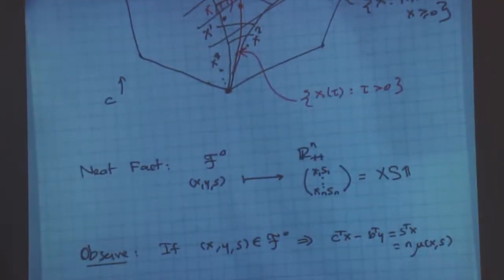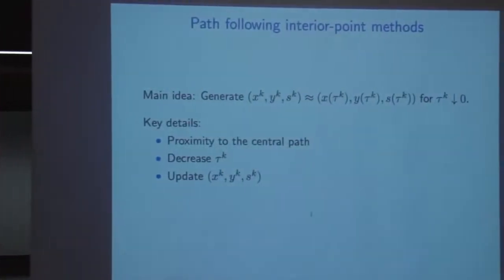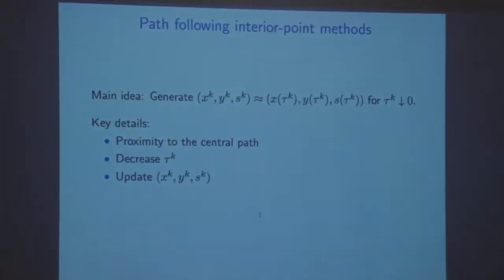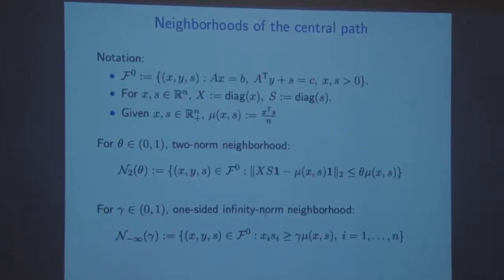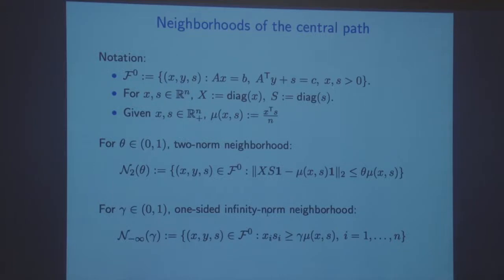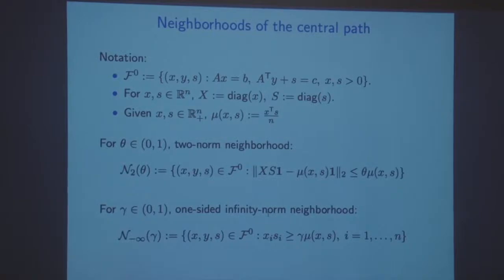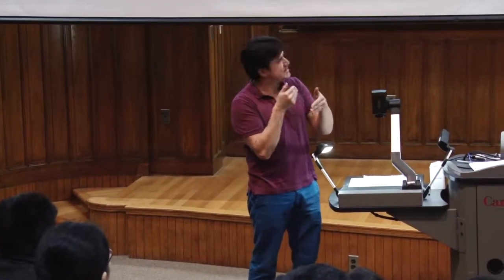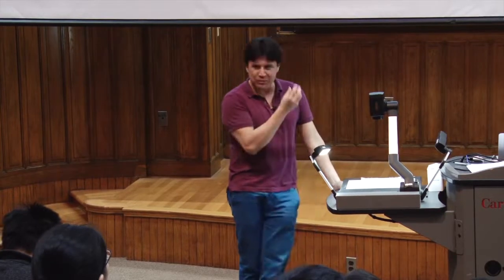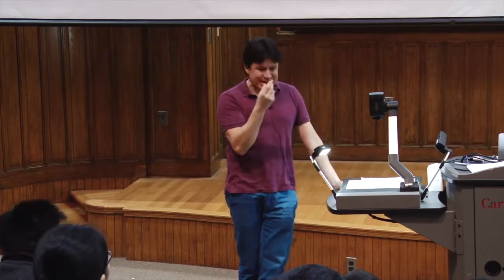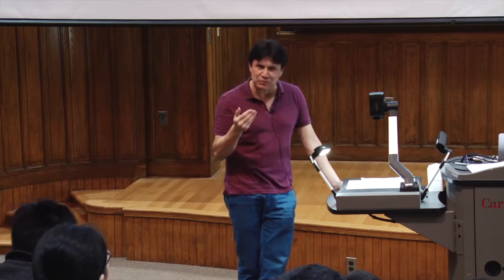Okay. And remember, we needed to worry about the proximity to the central path. Also, how do we decrease tau, and how do we update our iterates. So the central path is here. So again, I have a pop quiz question for you. What happens if theta is as small as you could possibly choose it, if theta is equal to 0? What is N2 of theta if I pick theta equal to 0?